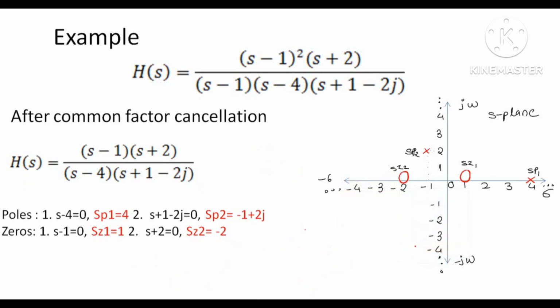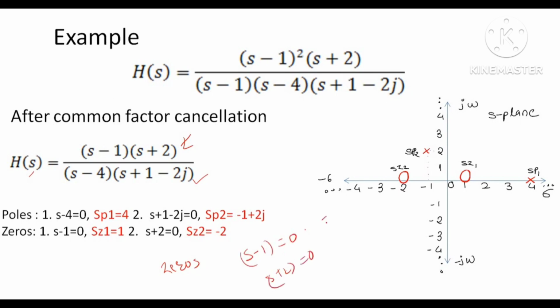I think you are clear about poles. So once again I will repeat it: poles are roots of the denominator, and that will make H(s) equal to infinite after common factor cancellation. Now let's move to zeros. For zeros, you have to concentrate on the numerator. So the numerator has two equations: s minus 1 equal to 0, and s plus 2 equal to 0.